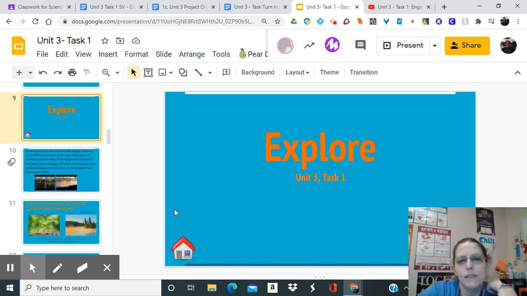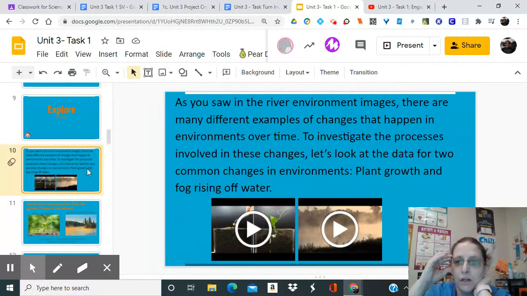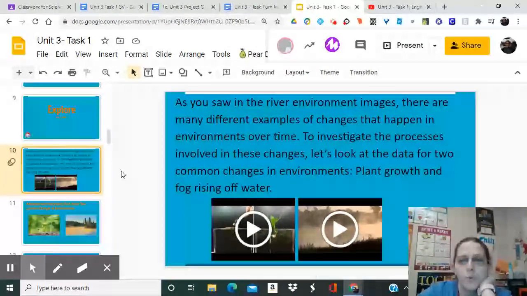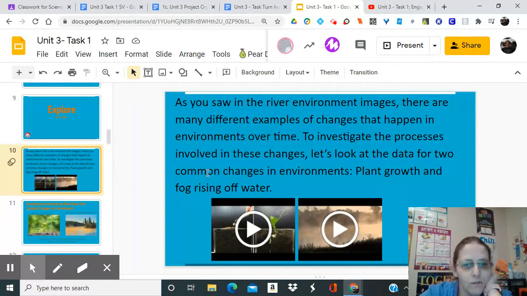Hey there. So this is the Explore section. This is what we did in class. So Unit 3, Task 1, Explore. The first thing we did, we saw in the river environment images that there are many different type examples of changes that can happen.